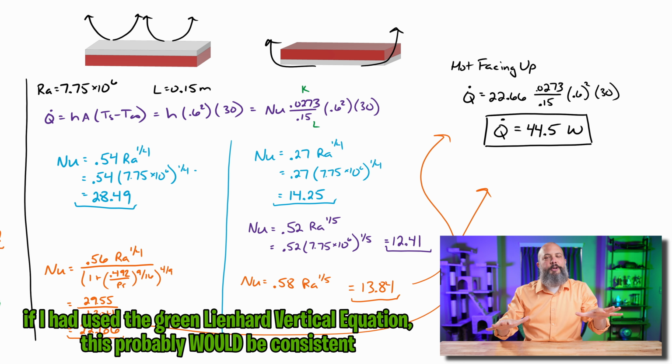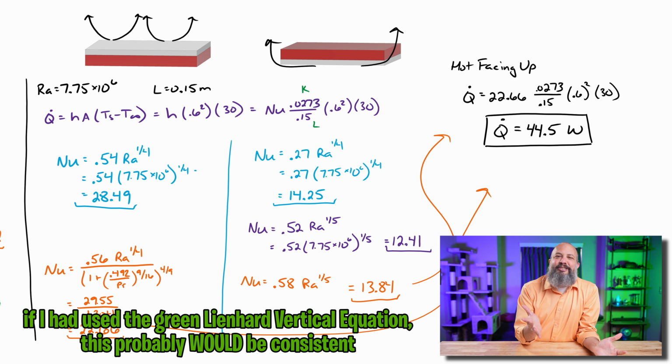So as far as heat transfer goes, hot side facing down is the worst, vertical is in the middle, and hot side facing up is the best. And that's because the hot side facing up has the hot air get out of the way the easiest. The hot air gets out of the way next easiest on the vertical, and it's the hardest for the hot air to get out of the way with hot side facing down.